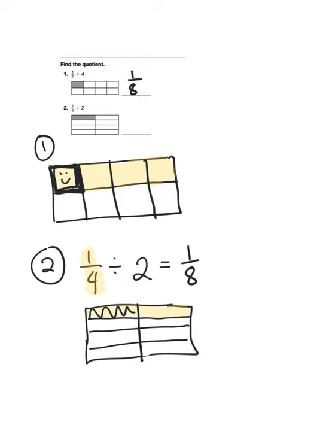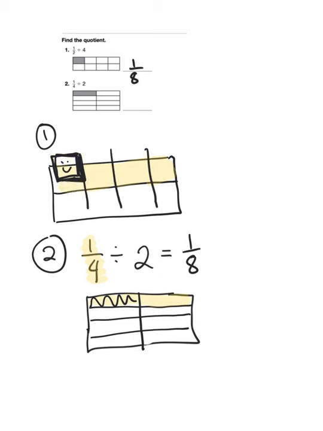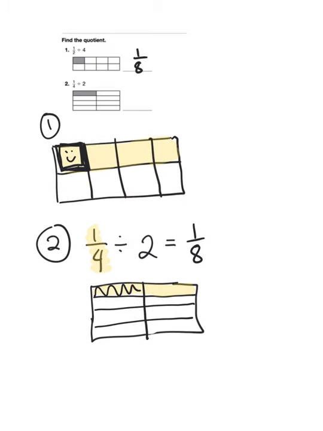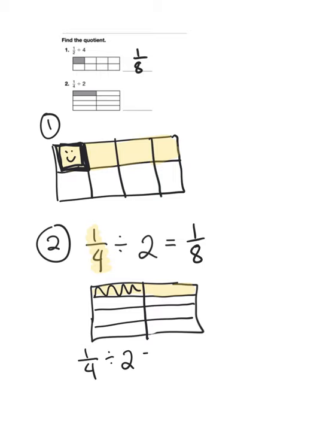Okay, now remember, the fast, easy way to solve these, if you want to do the most efficient way, is to multiply by the reciprocal. So the way we're going to do that is we're going to take 1/4 divided by 2. We're going to leave 1/4 alone, and we're going to multiply by the reciprocal of 2, which is 1/2. 1/4 times 1/2 equals 1/8.